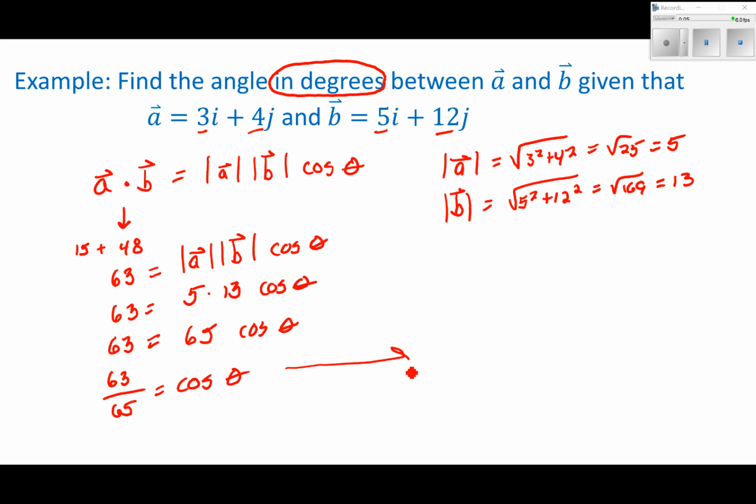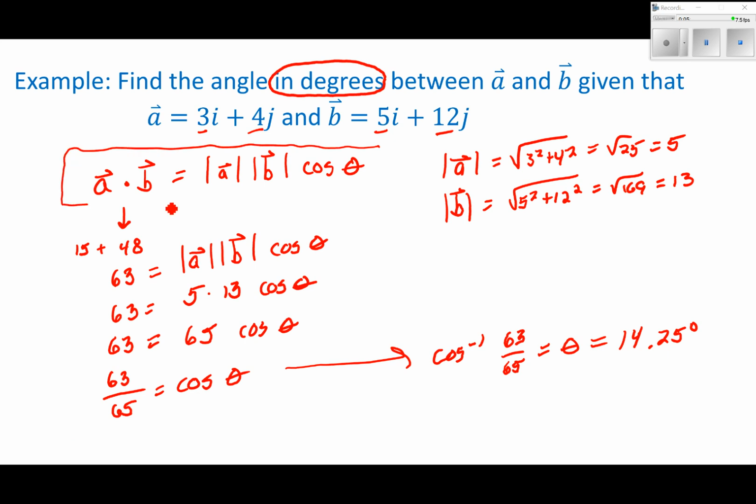To solve for that angle, we're going to use inverse cosine of 63 over 65. That will get us theta. Work all that out, it ends up being 14.25 degrees. So again, this initial relationship here, this new formula we have to work with, we figure out what pieces we know and what pieces we don't know, solve for the unknown, it gets us to the answer.